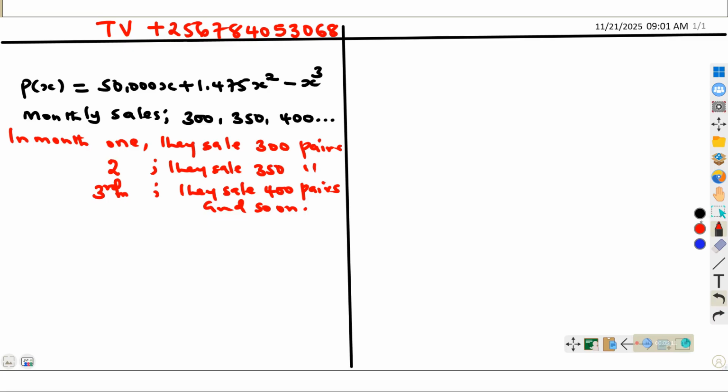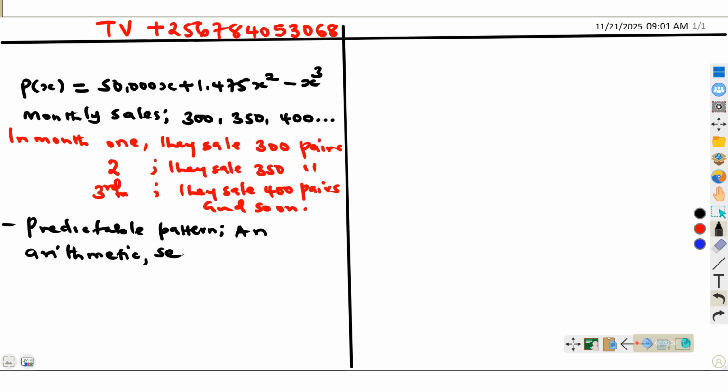When you look at the pattern that is followed here, you realize this is a predictable pattern. And this pattern is what we call an arithmetic sequence. So 300, 350, 400 are following an arithmetic sequence. If this is an arithmetic sequence, then from arithmetic progressions, you have the term A, which represents the 1st term. Which means when we look at what we are given, actually A is 300. The 1st term is 300.